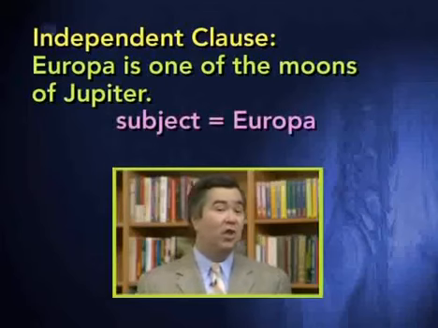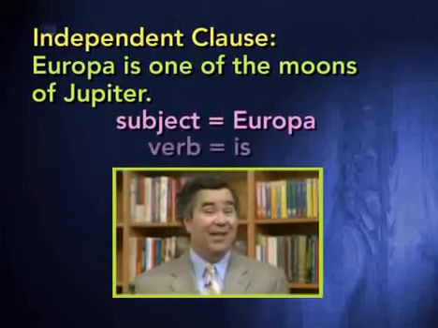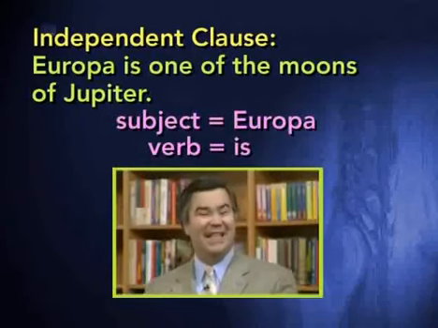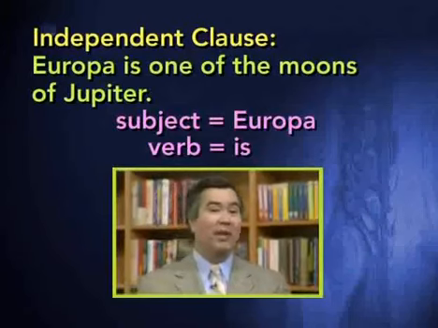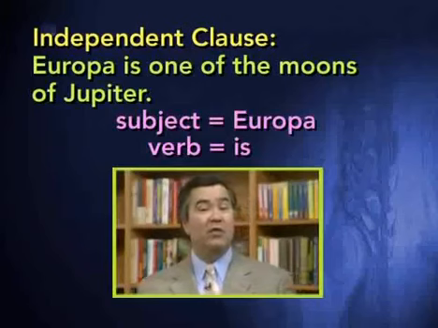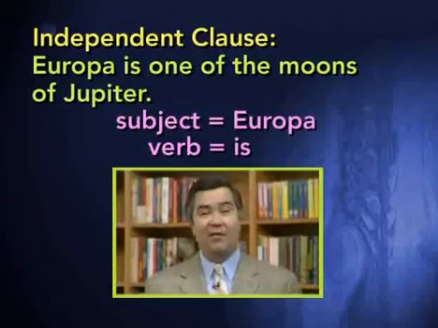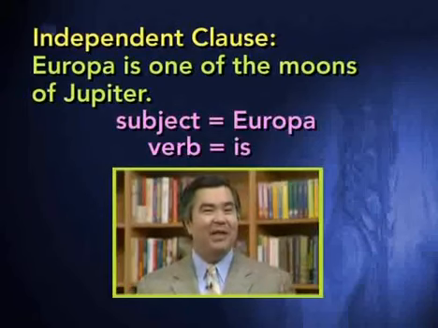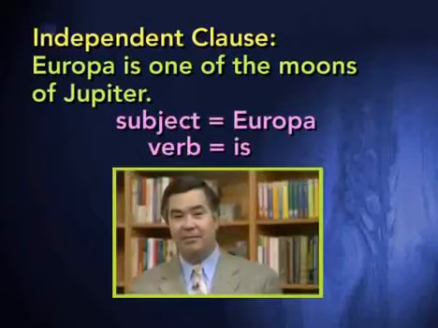The subject is Europa. Europa is what the sentence is about. The verb is. That is what Europa is or does in this sentence. It is something. And the rest of the words tell us what Europa is, one of the moons of Jupiter. So this is a clause because it contains both a subject and a verb. It's also a sentence because this happens to be an independent clause, a clause that is able to stand alone as a sentence because it expresses a complete thought.